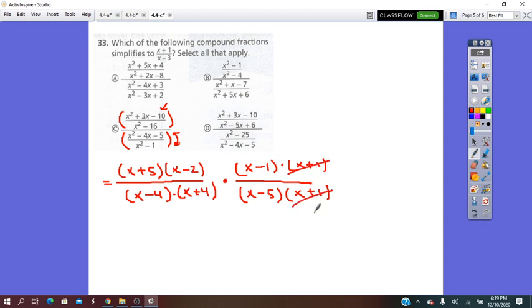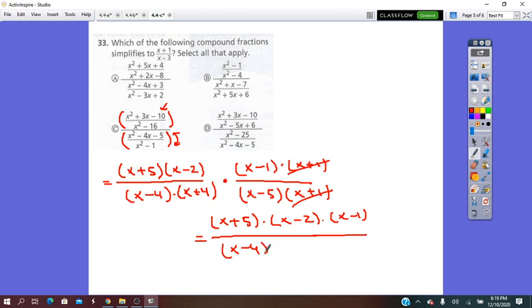Simplify by common factor. Let's see. x minus 1 is not any other one here, so they are not equivalent. It will be x plus 5 times x minus 2 times x minus 1, all over x minus 4, x plus 4 times x minus 5. So even C is not equivalent to the given expression.